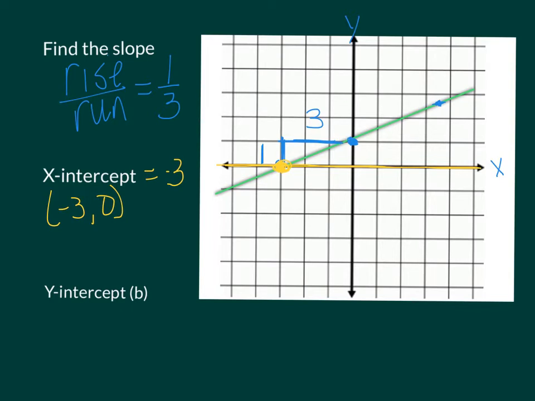The next one we're going to do is the y-intercept. So I'm going to follow my y-axis down, and where my green line crosses my y-axis is right there. So my y-intercept is (0, 1), or just a 1. Also, our y-intercept is a lot of times labeled with the letter B.